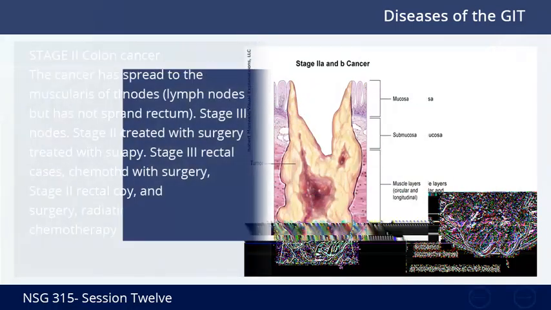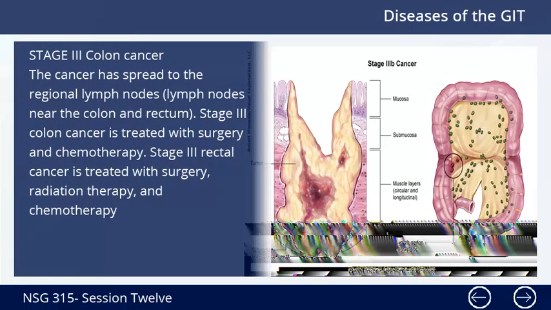Stage 3 colon cancer. The cancer has spread to the regional lymph nodes, that is, lymph nodes near the colon and rectum. Stage 3 colon cancer is treated with surgery and chemotherapy. Stage 3 rectal cancer is treated with surgery, radiation therapy, and chemotherapy, which is illustrated in figure 12.12 below.